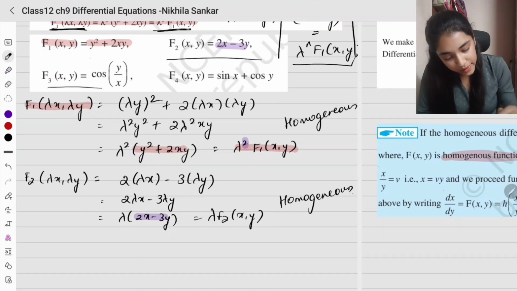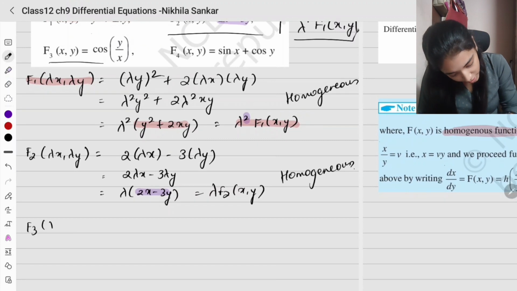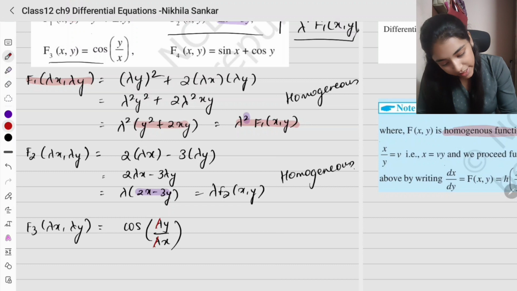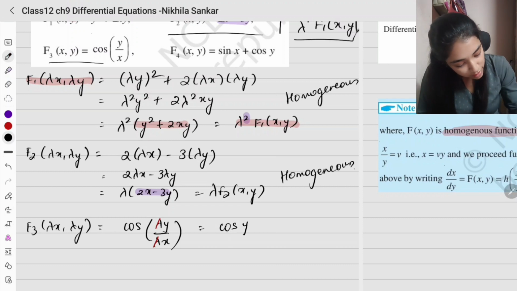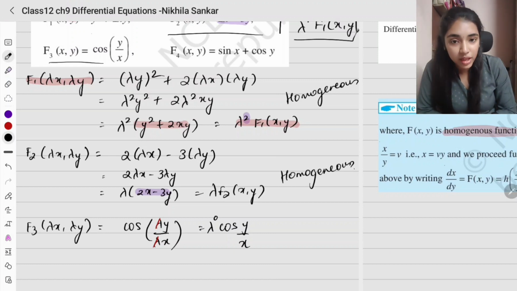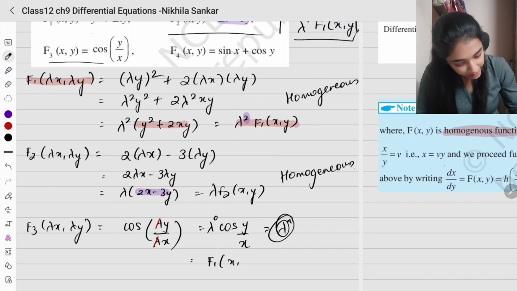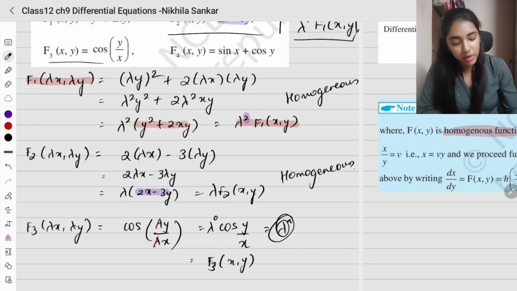Okay, you write it like this. This is also homogeneous. Third example, f3 of lambda x, lambda y, I'm going to substitute. So I'm going to have cos of lambda y divided by lambda x. Instead of y and x I'm putting this. Can we cancel? The lambda and the lambda get cancelled. So I'm getting cos of y divided by x. Where is lambda here? It's lambda to the power 0. There is no lambda. Correct? So lambda to the power 0 is still in the form of lambda power n. This is the formula we have. So this is nothing but f3 of x comma y from the question. Okay, clear? So shall we do the last example?